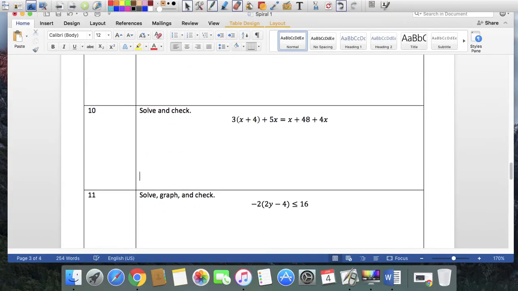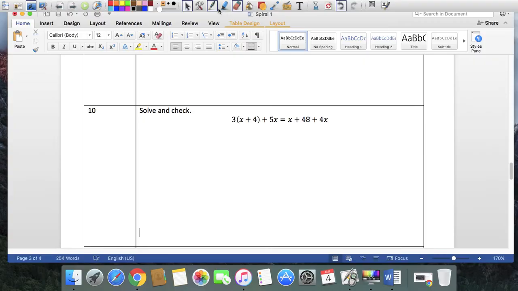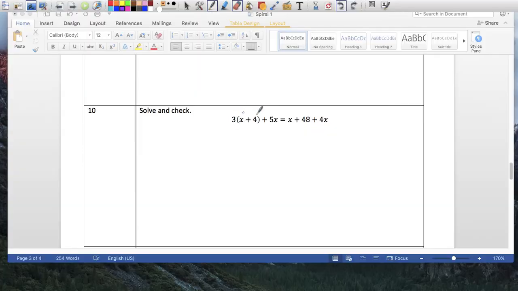Solve and check. So I get distributive property: 3 times x and then 3 times 4, so it's 3x plus 4 plus 5x equals x plus 48 plus 4x. I can combine like terms now. 3x and 5x is 8x plus 4.